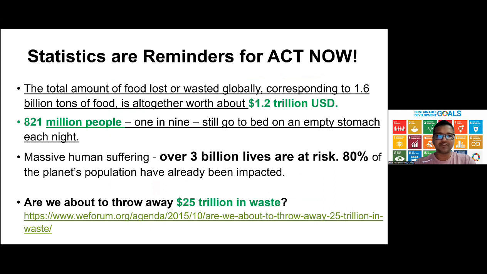So the total amount of food lost or wasted globally amounts to nearly 1.2 trillion US dollars. 821 million people, 1 in 9, still go to bed on an empty stomach each night. Massive human suffering. Over 3 billion lives at risk. And there was an article in the World Economic Forum saying, are we about to throw away around $25 trillion in waste?